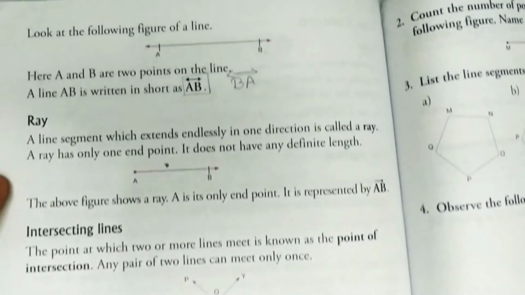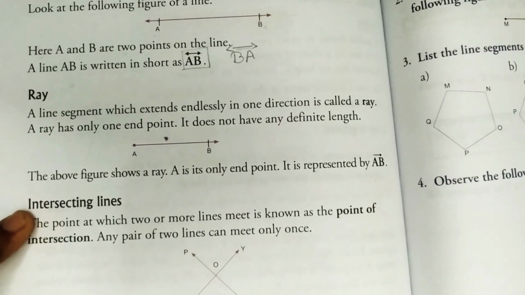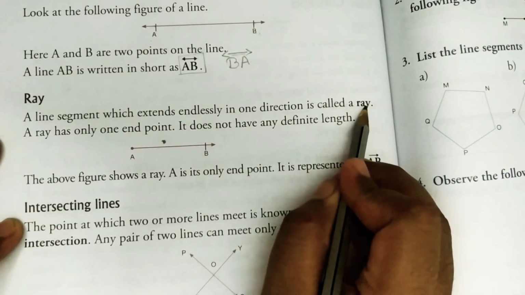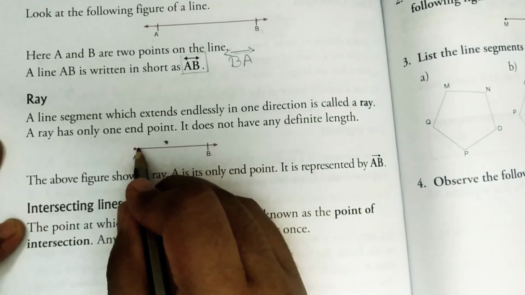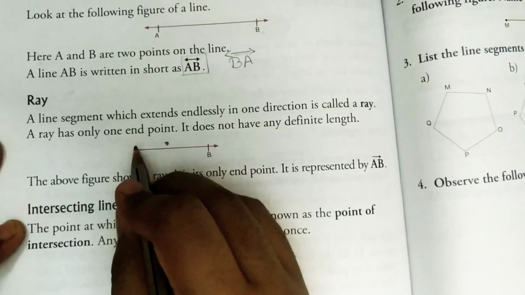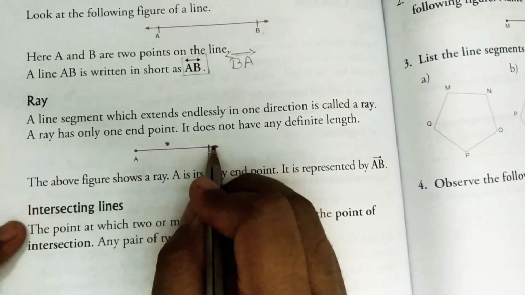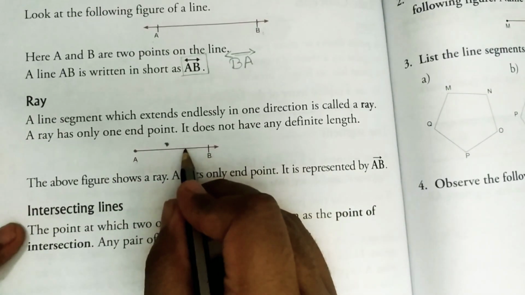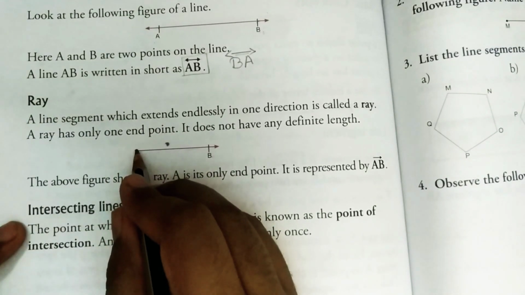Okay, now what is a ray? A line segment which extends endlessly in one direction is called a ray. So we have a line segment AB. Now in this, one point is fixed, but the other direction, it's not fixed. It can be more than this, it can be shorter than this, right? But it has one point which is fixed.